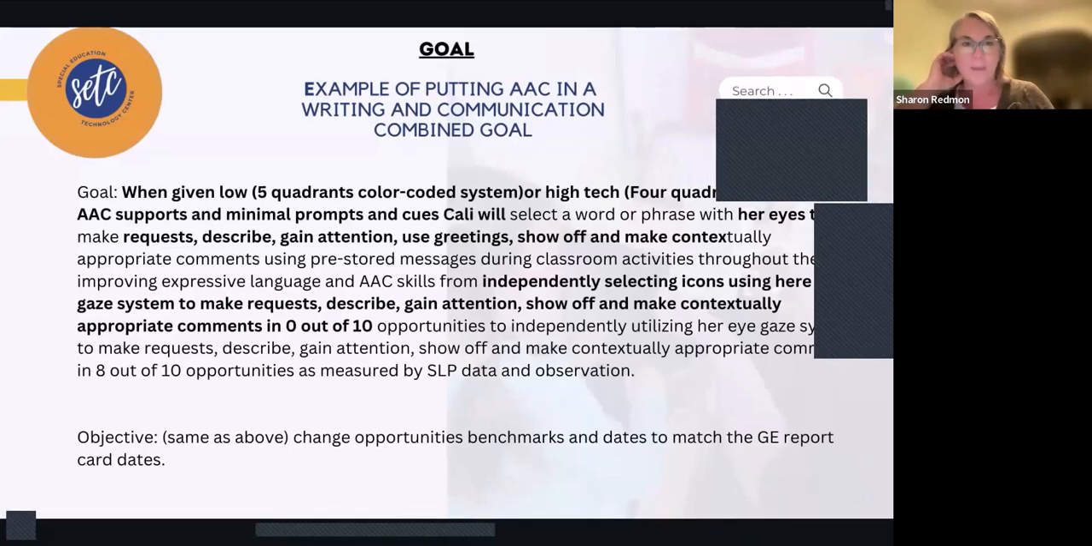So it would be interesting. I've thought about going back and taking the pieces that I feel are really important, which I've done, which is the highlighted pieces. And I understand that having requests, describe, gain attention, using greetings, showing off, making contextually appropriate comments, all of those could be in their own individual IEP goal, but we're not going to do that, right? This was to give a breadth of activities for her to be able to participate in. So recognizing that this is really long, we want to make sure that we can pick out what it is that the student is going to be doing right away. So could we go back and redo this? I think we could, and I think that we could parse this down a little bit. But it does give you an idea of just the complexity that our students with AAC and the information they need for this goal to be measurable requires.